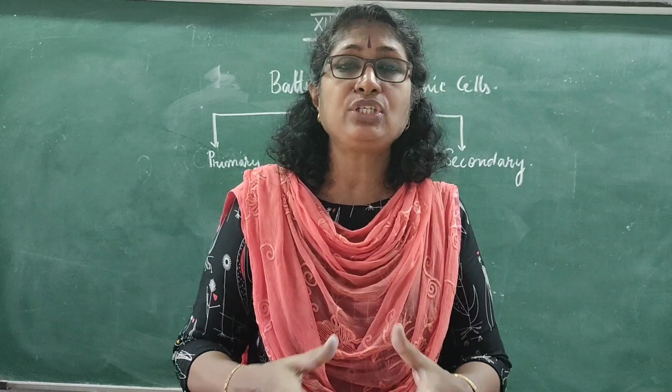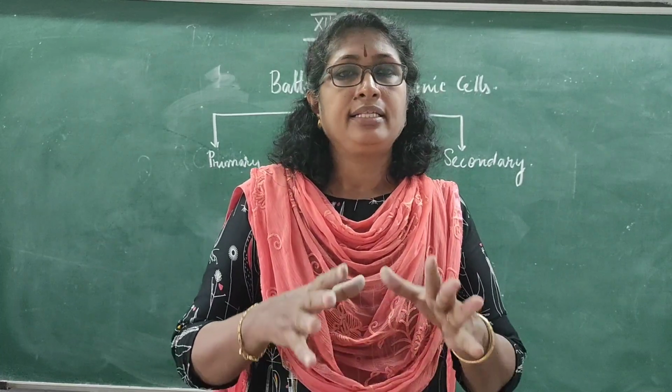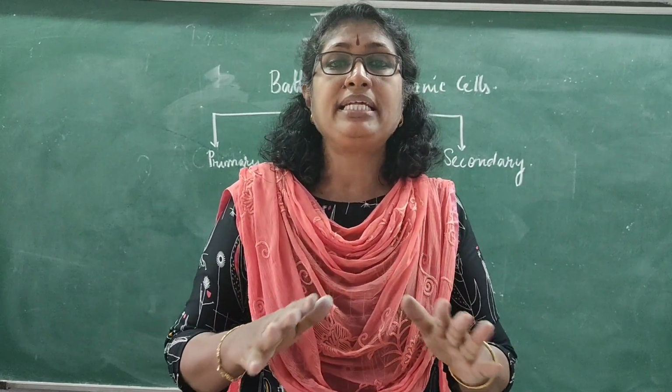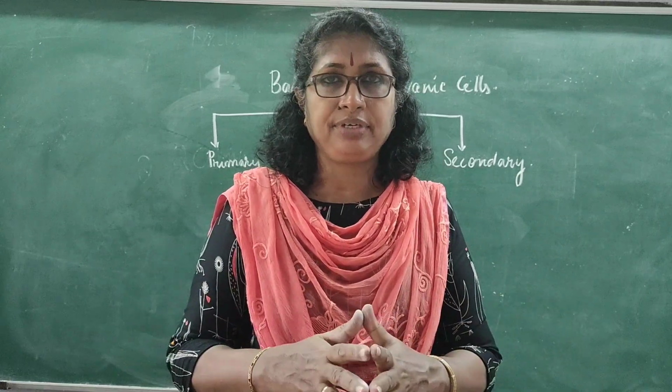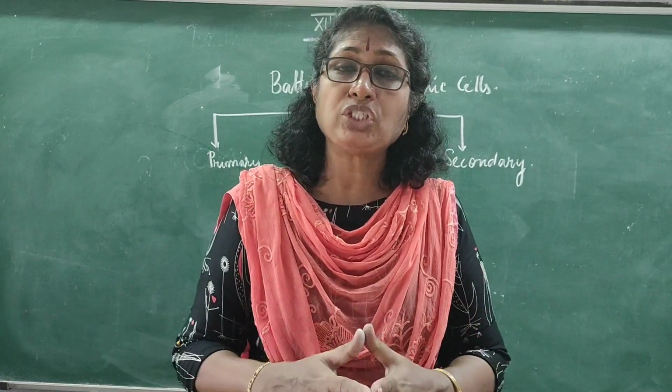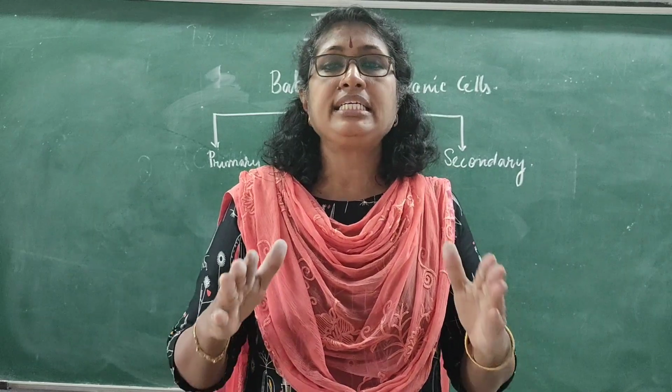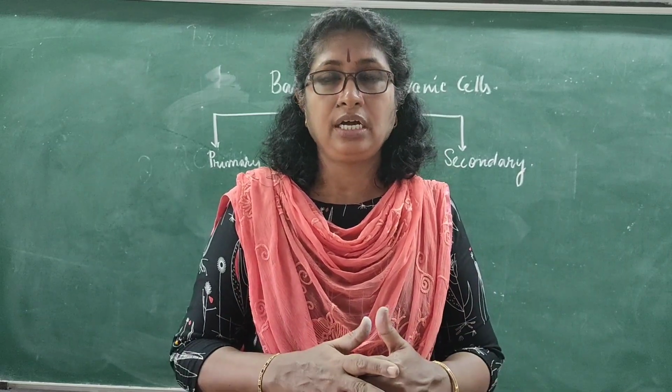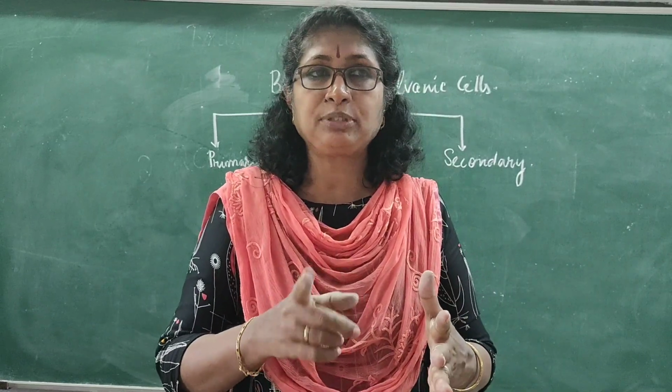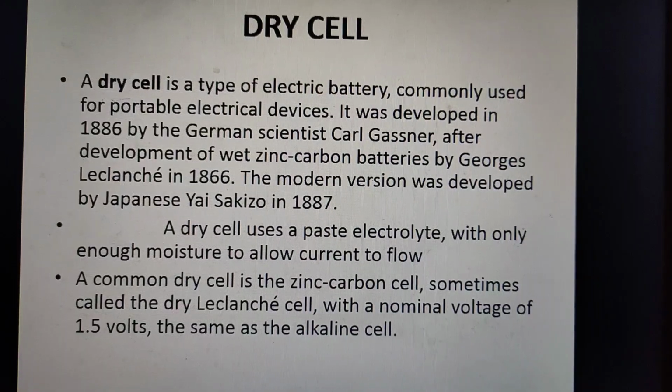And one advantage of this mercury cell is the voltage remains constant throughout its life. Since the voltage remains constant throughout its life, it is used in hearing aids. Understood? So these are the two different types of primary cells.